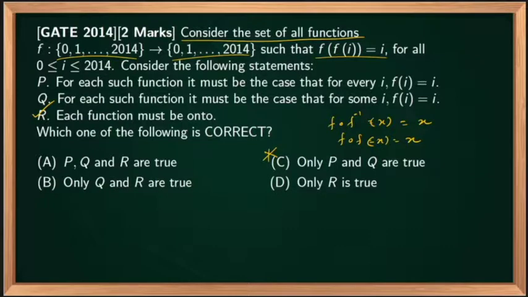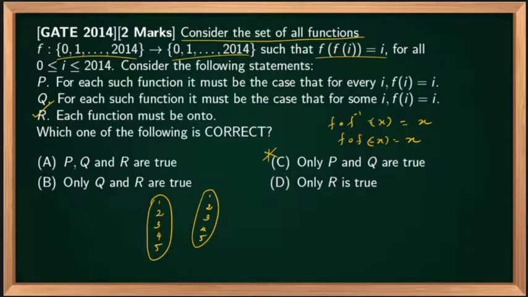Now let's take an example. You should be very careful while taking the example, because here you have 0 to 2014, that means you have 2015 numbers. That means it's an odd number. So I have to take an odd number in the example also. So let me take 1, 2, 3, 4, 5 here, and here also 1, 2, 3, 4, 5.